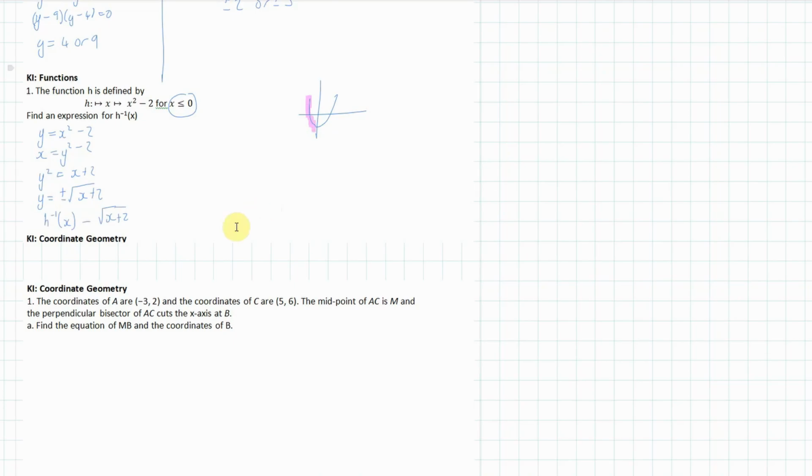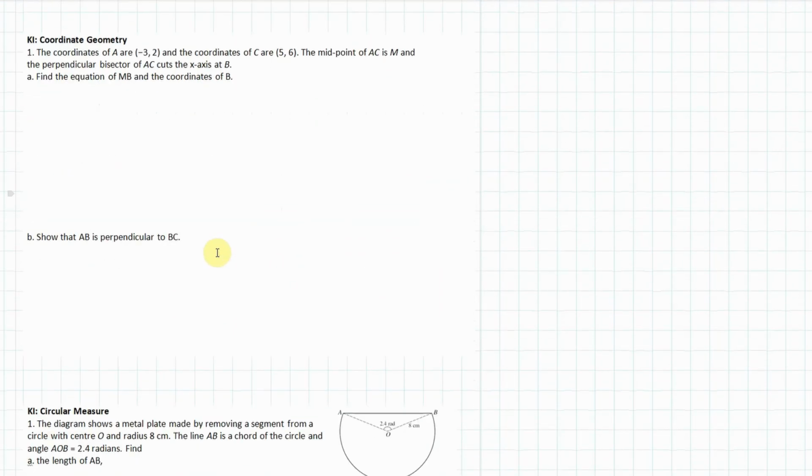Now, the coordinate geometry question is next. We're trying to find the equation of MB and the coordinates of B. Okay, the midpoint of AC. So let's find M. M is the midpoint of AC. So we go minus 3 plus 5, and we divide that by 2 to find the average of the x values. And we're going to do the same for the y values of A and C. And so this gives us that M has a coordinate of (1, 4).